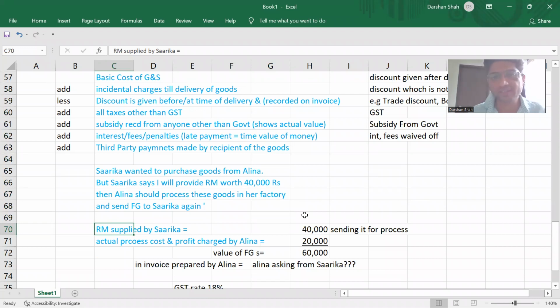Sarika is saying, I am sending you goods worth 40,000. You just process them and send it back to me. So Sarika is going to receive those goods back. So that is not effectively a supply. So Sarika will just send 40,000 and she will not collect GST. All doubts clear in this last example? This is a very, very important clause in GST.